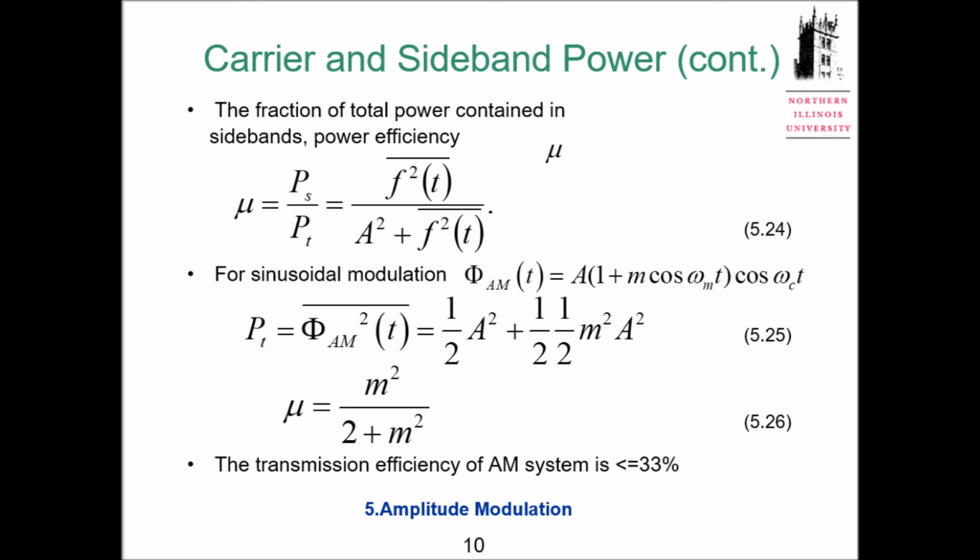Okay, any problem for this one? Total power. Half from cosine omega ct, right? Another half from cosine omega m of t.